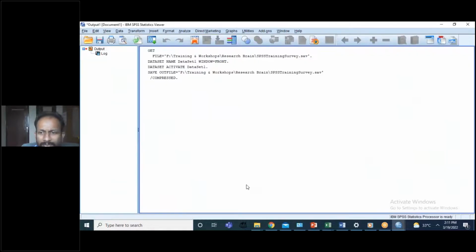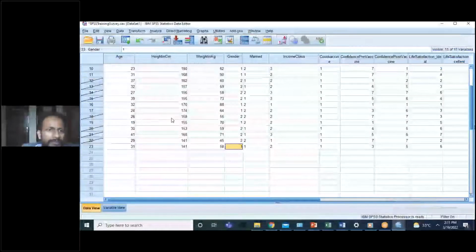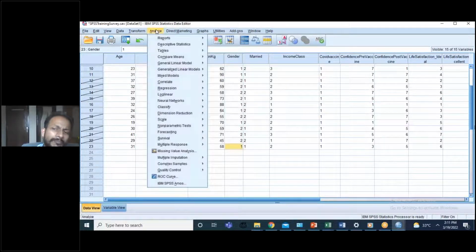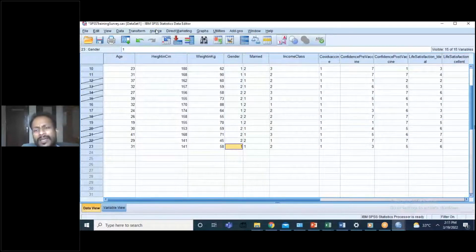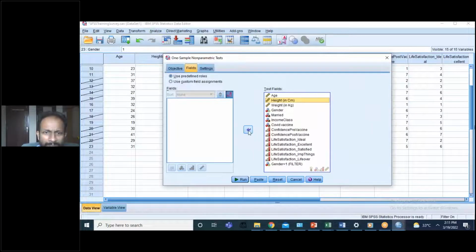Now you can see that in the output, all the females are being crossed. You can see the strike symbol there. It indicates that I am filtering out all the females and choosing only the males. Now I'm going to do the same analysis, comparing whether the height of the male is at par with the national average of the male, provided I go for the non-parametric test. Non-parametric of one sample t-test, go for this height.